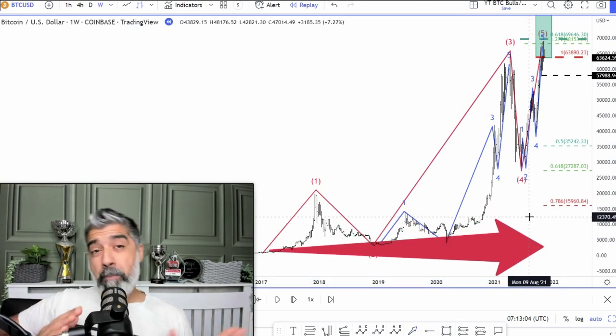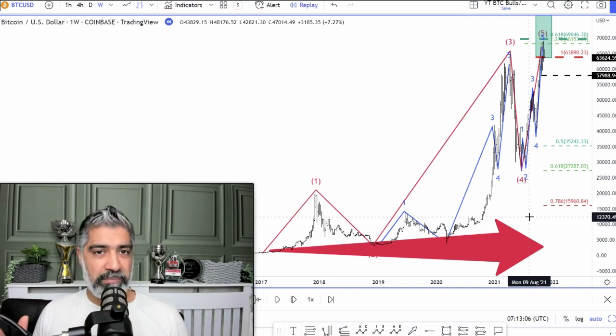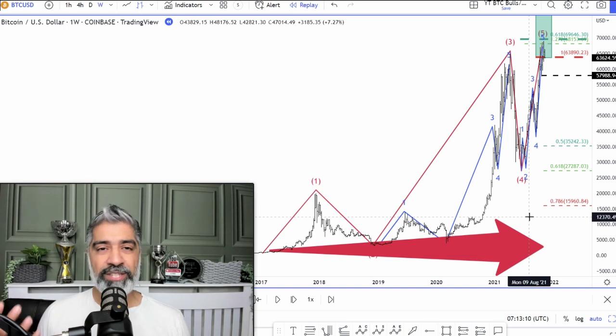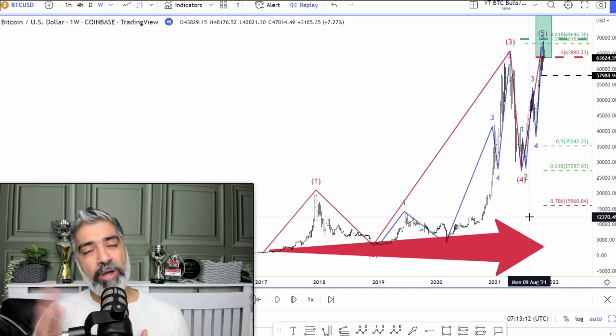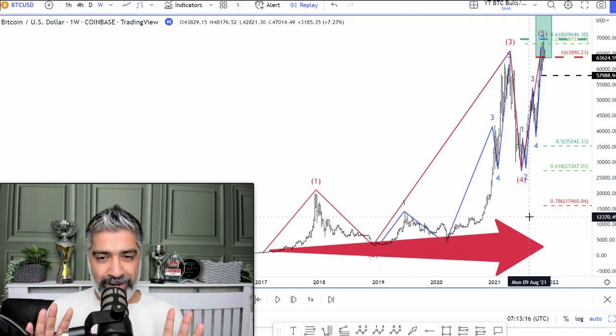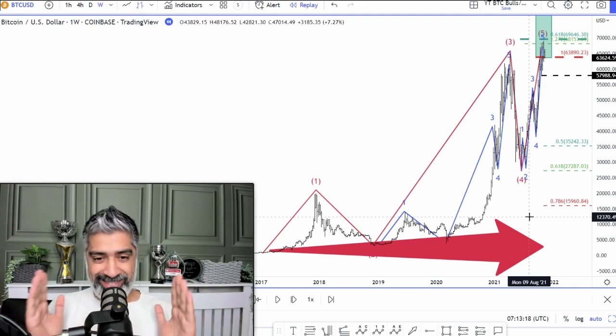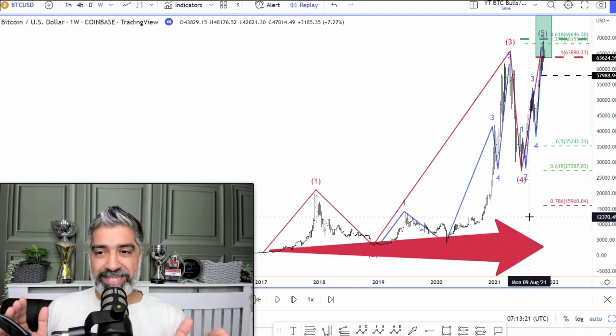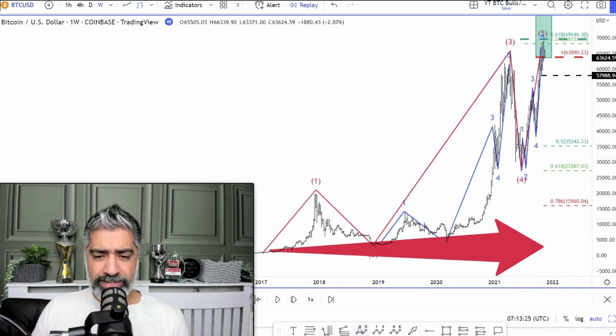the typical minimum time it takes for a correction to complete is actually 38.2%. Most common is 50% to 62%. And then extreme complex corrections take 100%. What are you talking about? Well, we can measure how long this took from 2017 all the way up until November 2021. How long was that? Well, we've got a tool down here called trend-based fib time.